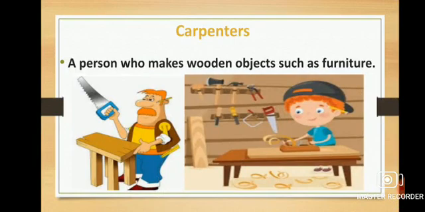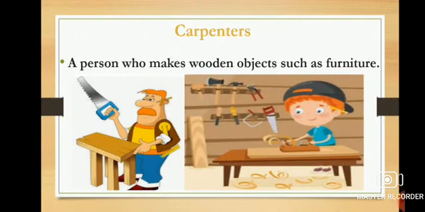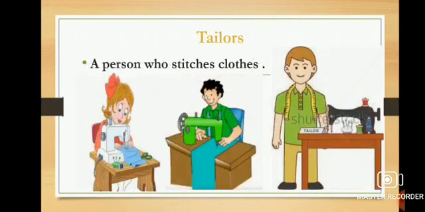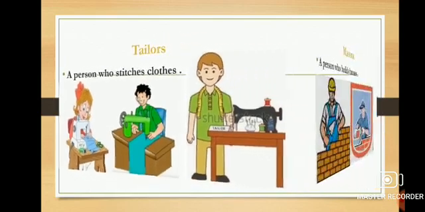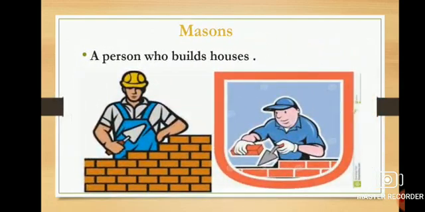A person who makes wooden objects such as furniture is known as a carpenter. The next one is tailors. A person who stitches clothes is known as a tailor. The next one is masons. A person who builds houses is known as a mason.